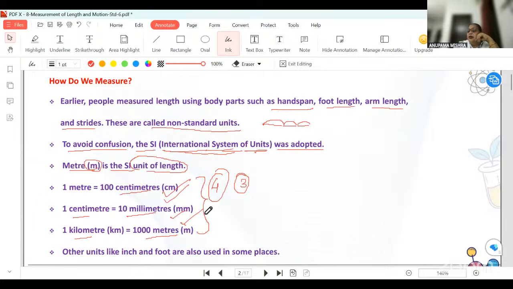Non-standard units: we have already discussed handspan, foot length, arm length, and strides, which are used as non-standard units. Other units like inch and foot are also used in some places.